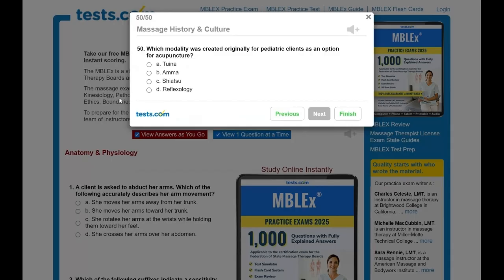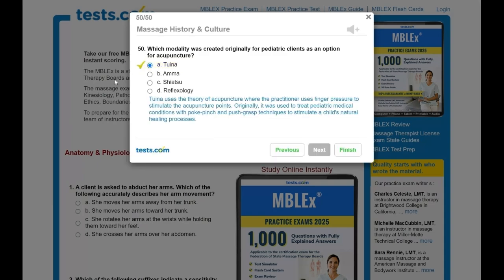Question 50. Which modality was created originally for pediatric clients as an option for acupuncture? A. Tuina. B. Ama. C. Shiatsu. D. Reflexology. A. Tuina. Tuina uses the theory of acupuncture where the practitioner uses finger pressure to stimulate the acupuncture points. Originally, it was used to treat pediatric medical conditions with poke, pinch, and push grasp techniques to stimulate a child's natural healing processes.